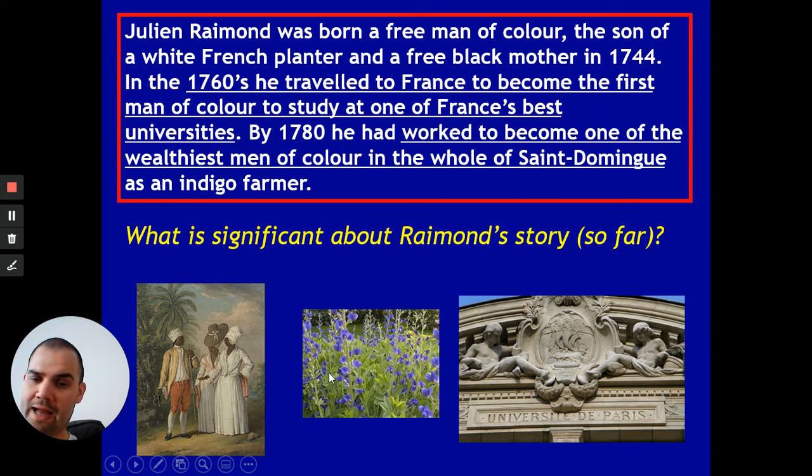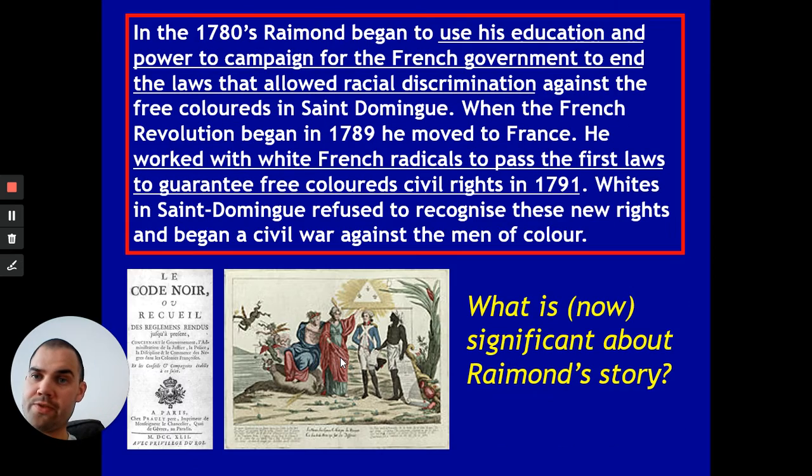The indigo is what you use to dye clothes blue. So he had these indigo farms, which he used to become one of the wealthiest men of color. So again, he stood out at the time.